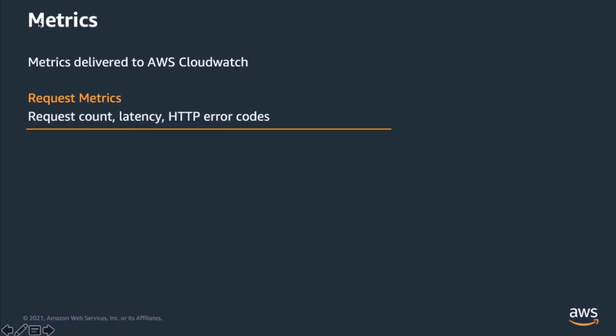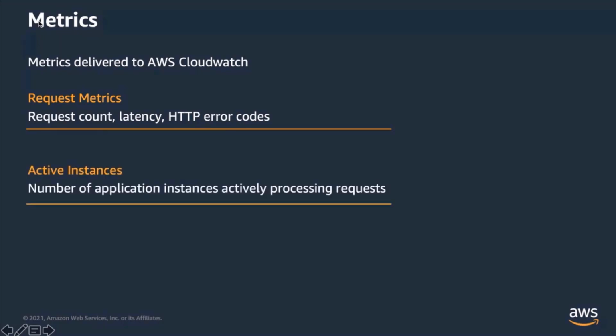Metrics wise, we already looked at some of these. We have CloudWatch metrics for request count, the latency of your requests, the various HTTP error codes that were returned. And then we also have a metric for active instances to show you the number of application instances we scaled up to process your incoming request load. Typically, this active instances metric will be useful if you want to correlate it with your bill or understand the costs that your application is incurring.